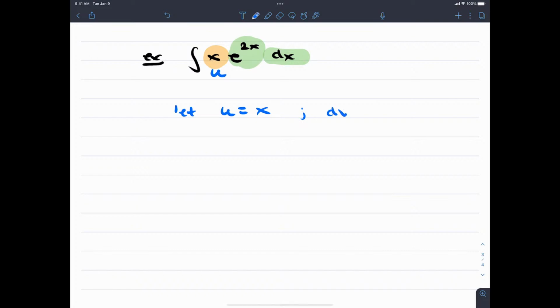Probably then dv is going to be what? Either 2x, don't forget dx. So this portion is the dv. Okay, so this is how you start the process. Now, if u is x, du dx again is 1, which means du equals what? dx.